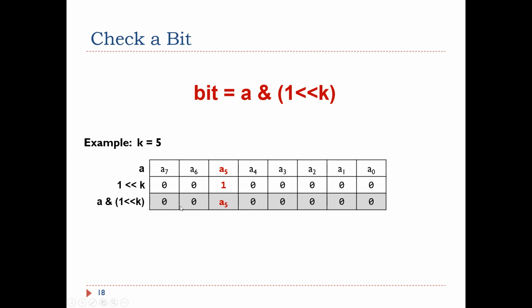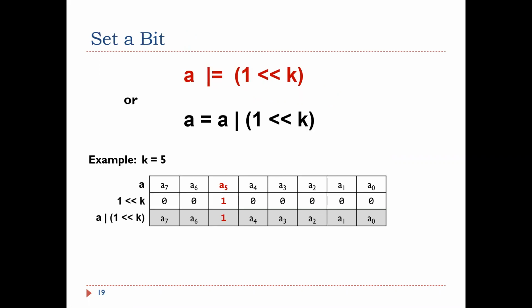In this result, you can see that the rest of the bits we basically made 0, so we're not interested in them. We're just interested in A5 here, which was just copied here. So this is the way that you can check any specific bit. Here is an example with the fifth bit, and we checked it out. If you have any questions, just feel free to unmute yourself or ask me.